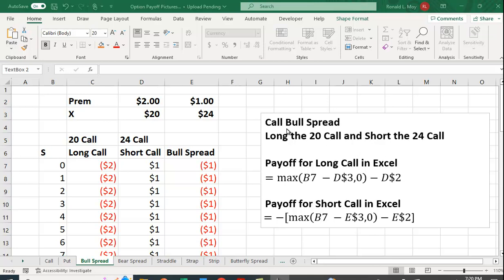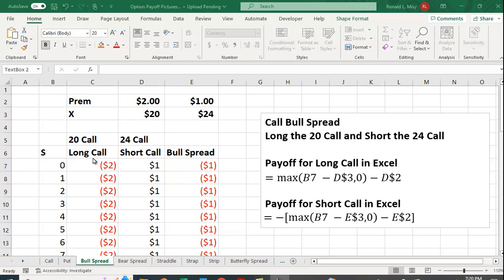A call bull spread is a bull spread that's created using call options. What you're going to do is buy one call option and sell a second call option with a higher exercise price. Why do you buy a call option? You buy a call option because you think the price will go up. A call option allows you to buy the stock at the exercise price. In this case, it happens to be 20.